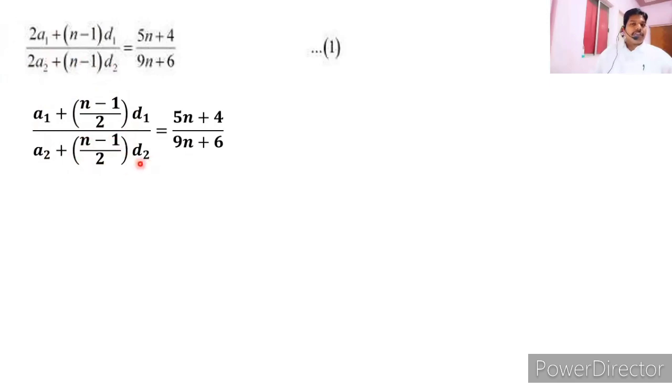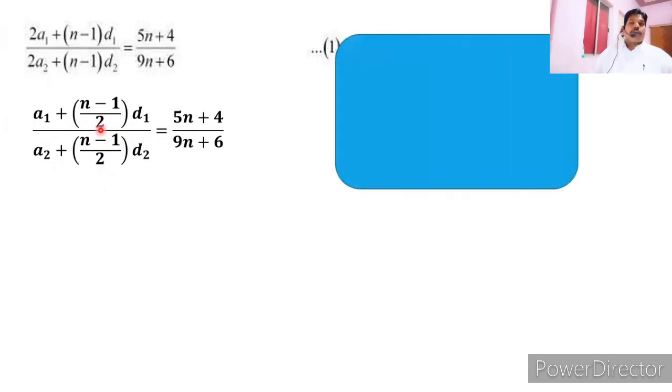If you are getting confused, just take the LCM. In the numerator, you get 2a1 plus n minus 1 into d1 by 2. Similarly, taking the LCM 2 in the denominator, you get 2a2 plus n minus 1 into d2 by 2. The 2 in the numerator and the 2 in the denominator will be cancelled, and you get the same result. Do you understand, students? We just took the 2 common. So you are getting this value. But what do you have to find?